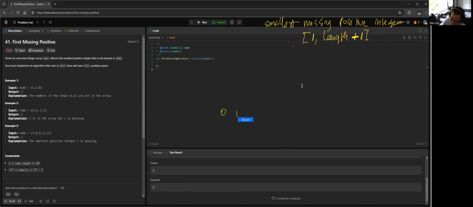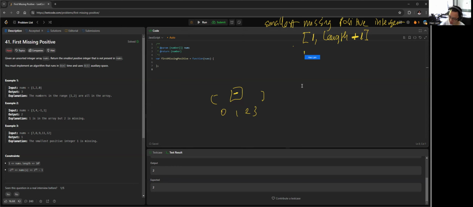Okay. So we can use the index, because we want to do it in O(1) space. We have to save space here. We can use the index to represent the number visited. We can use index 1 to represent 1, by setting the value there to be negative. We don't care what the value is, we only care about the sign.